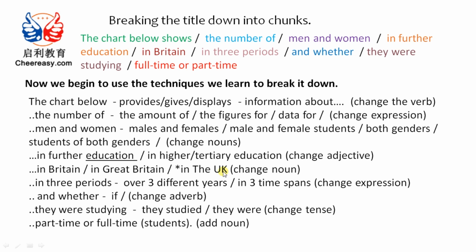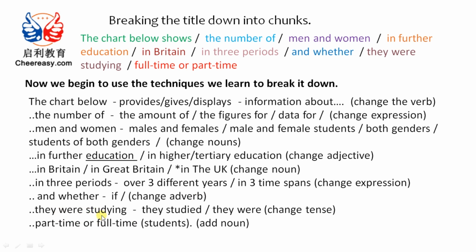As I said before, the UK and Great Britain are slightly different, but I think, for me personally, for an essay, it would be okay. So we're changing the nouns. In 3 periods, over 3 different years, in 3 time spans, changing the expression. Whether, we don't change the conjunctions and prepositions, but we can change whether to if. In this situation, we can use both. Changing the adverb.